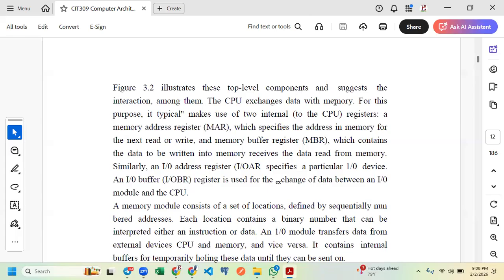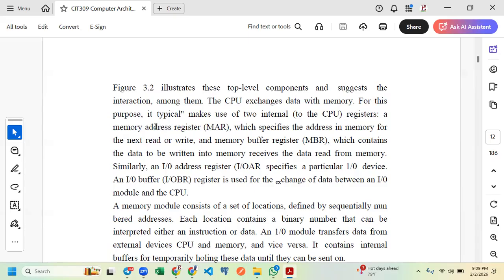For this purpose, it's typical, they wrote there, it makes use of two internal registers, that is, internal to the CPU. What did they write? What is the meaning of this? These people say registers, a memory address register, MAR. This is what I want us to come and check here. That's why I have to go back. I have to scroll up a bit.